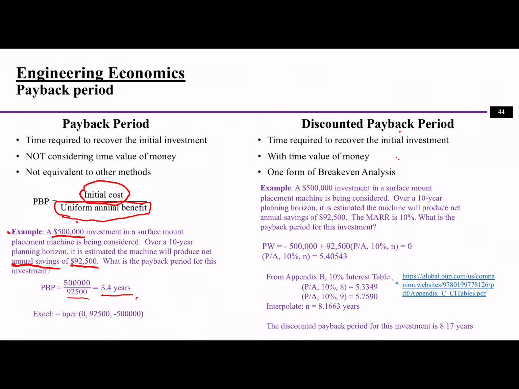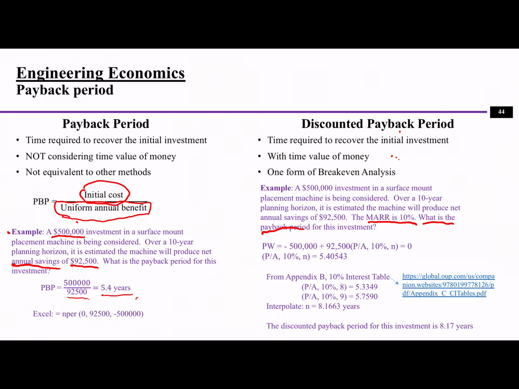All right, so next, let's look at the discounted payback period. How do we calculate that? For the discounted payback period, because we need to take care of the time value of money, basically we have to convert everything into the present worth.